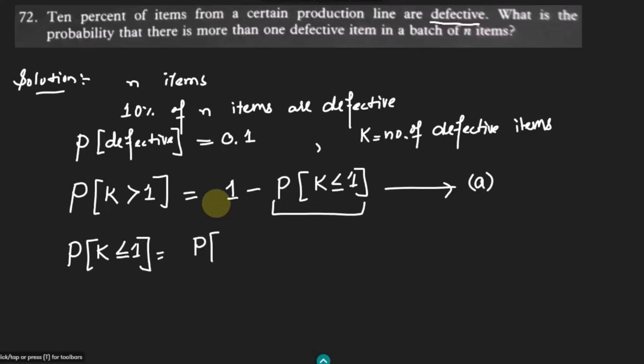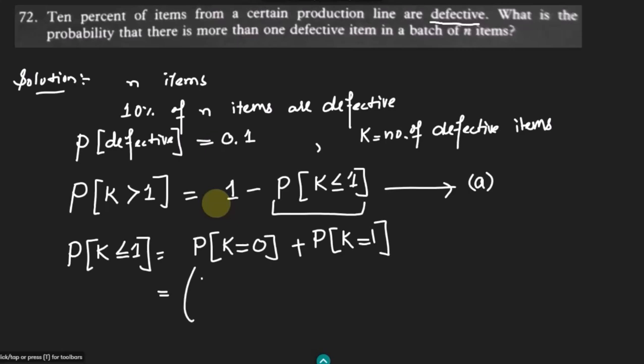This would be the probability that the number of defective items is 0, or the probability that the number of defective items is equal to 1. Okay, so this is another aspect of looking at it. How can we find it out? It is very easy to find it out by using the binomial probability law. So according to the binomial probability law, what do I have to use here?